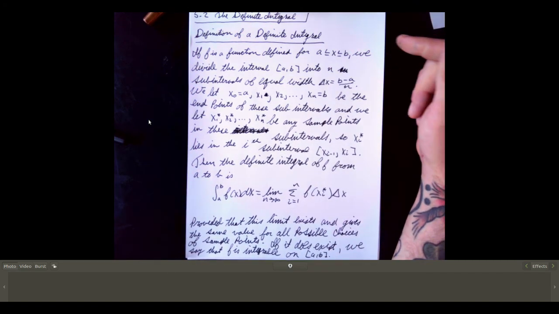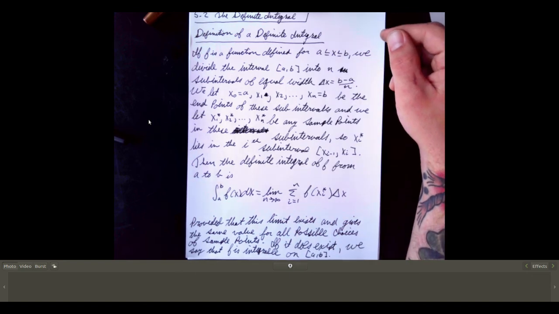Hey everyone, in this video we're going to go over section 5.2, the definite integral. In this section we're largely going to have a discussion about what an integral is, and in section 5.3 we're really going to get down to solving integrals. We're going to solve some today, but mostly a discussion. So let's begin with the definition of a definite integral.